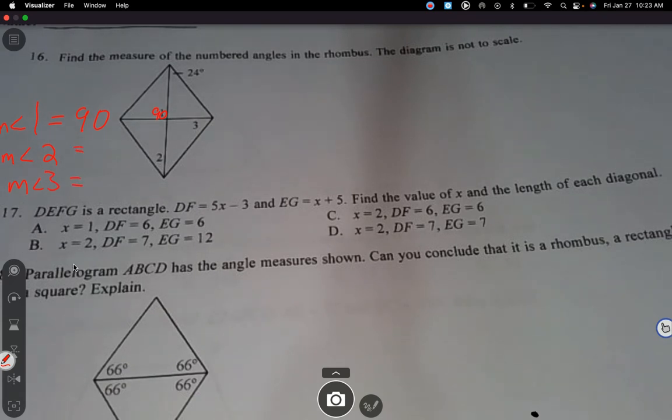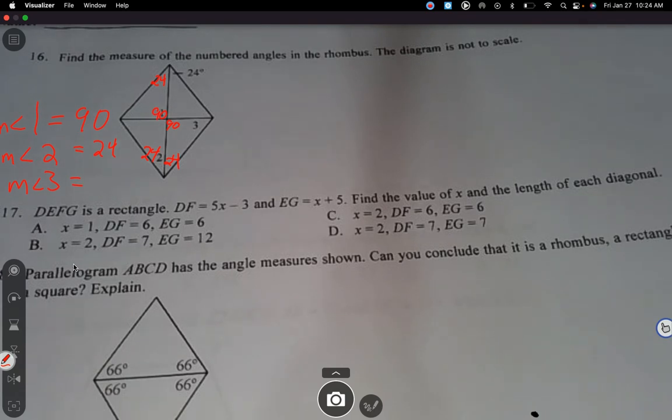Okay, if this is 24, what's angle 2? 24. And the other one on the other side is also 24. Remember, the diagonals bisect the angles as well. That's on a rhombus. So how would I find angle 3? 180 minus 90 minus 24. I know that this is 90, so it's 180 minus 90 minus 24.